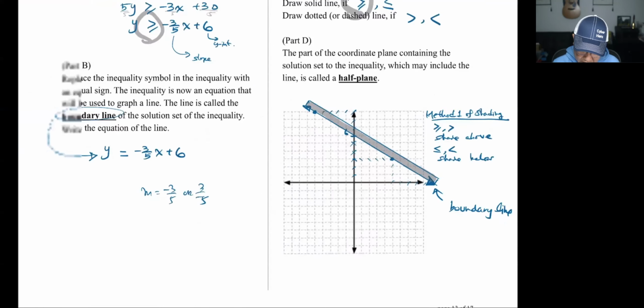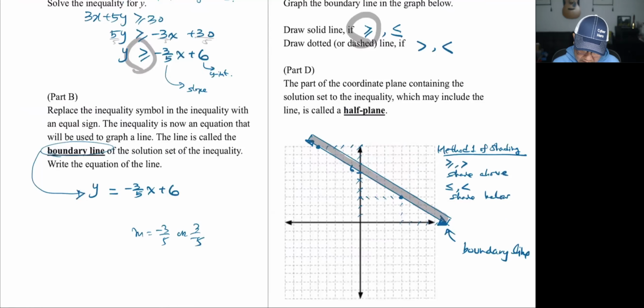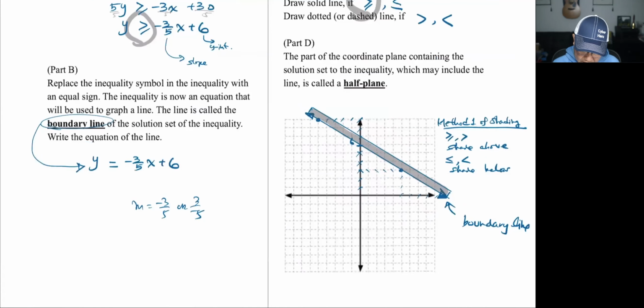And then because we have y is greater than or equal to, what we're going to do is just grab the straight edge and move up because it's greater than. See that? If it goes up, where does it shade? It shades above, right?